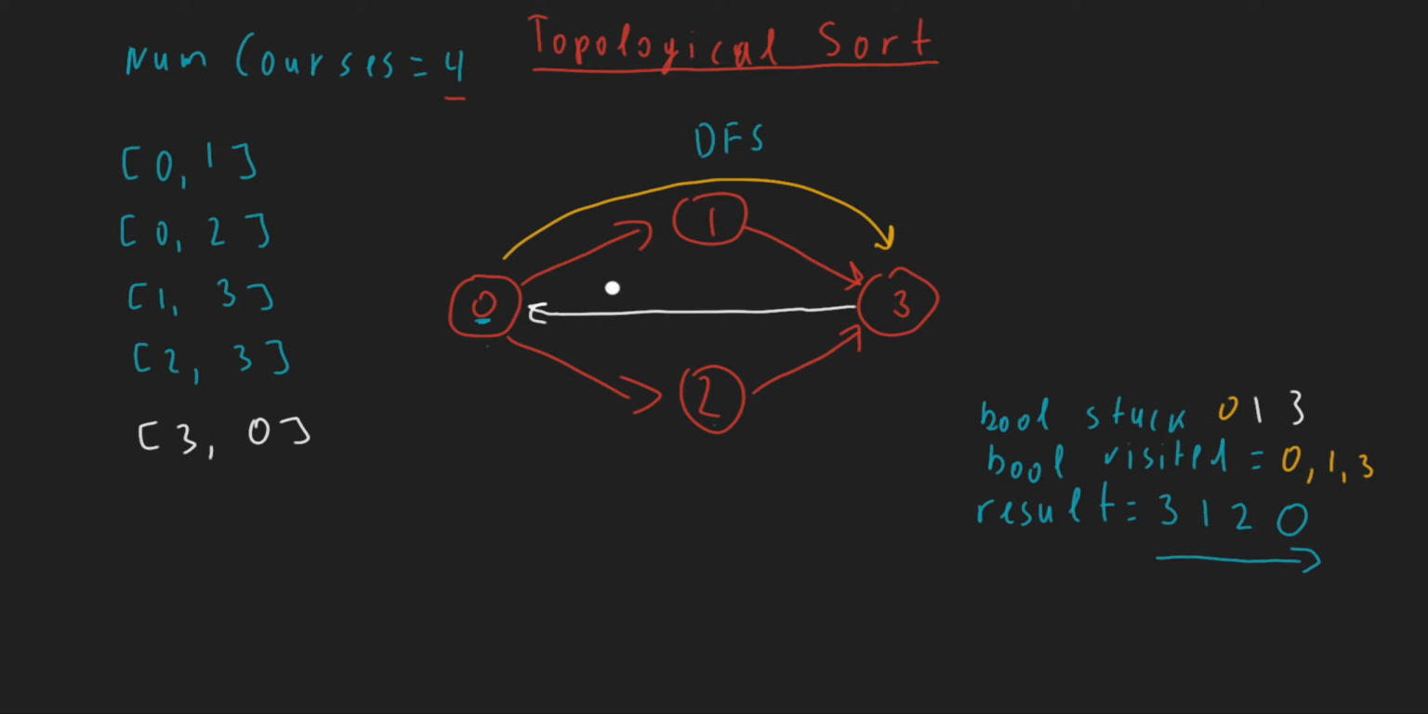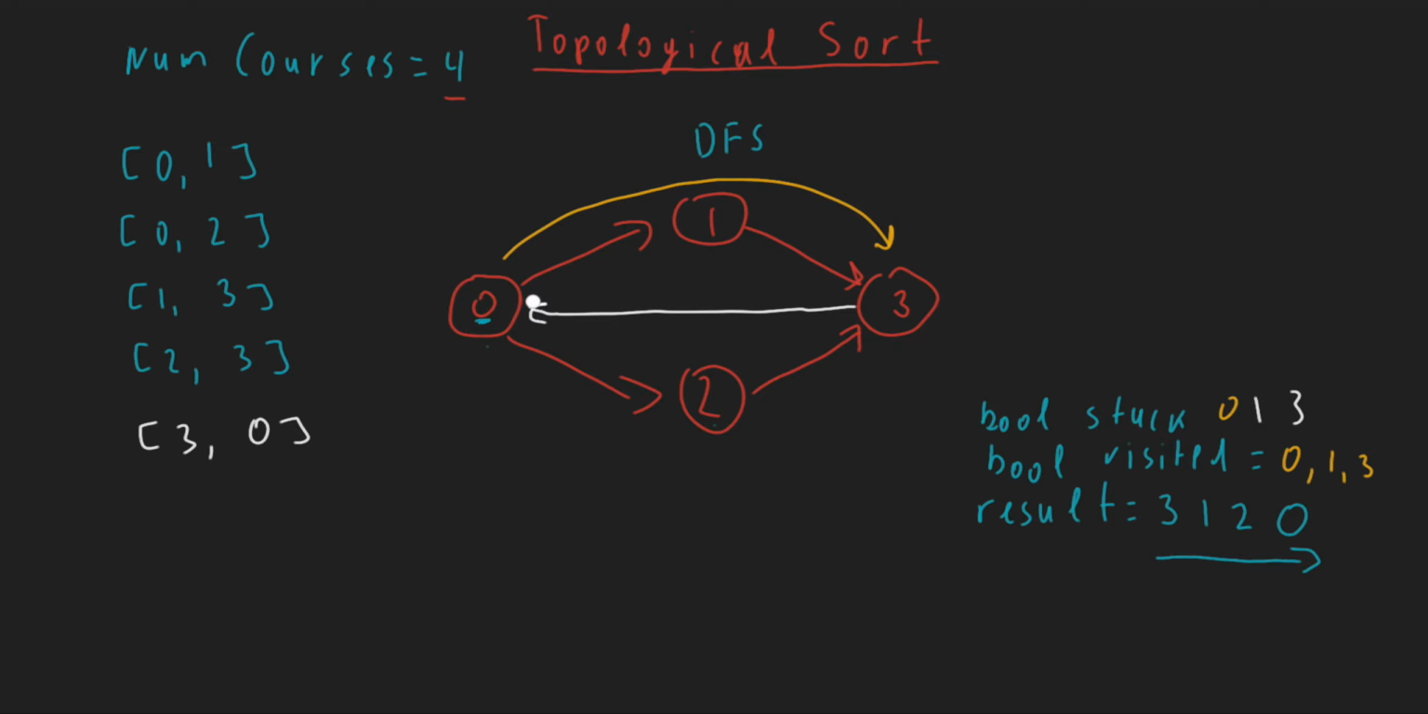At that point, we can say that this is a cyclic graph, and we cannot finish the courses. If we are trying to add the same node to our stack again, at this point we are going to return an empty array, which means that we cannot finish these courses. And as you can see from here, it's a cycle. In order to take the first course, we need to take 1 and 2, and in order to take 1 and 2, we need to take 3, and in order to take 3, we need to take 0.